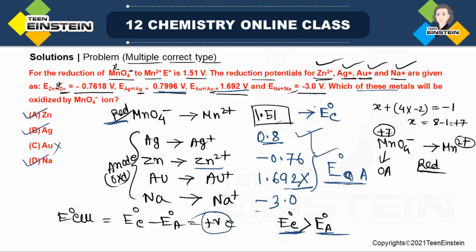So which of these metals will be oxidized by MnO4 minus? Oxidized because Ag will be converted to Ag plus, Zn will be converted to Zn2 plus. So all these are basically oxidation reactions, right? So here among these four metals, Zn, silver, and sodium can be oxidized to Zn2 plus, Ag plus, sodium plus respectively. Correct options A, B, and D. Is there any doubt?